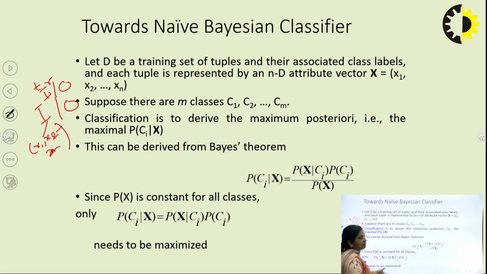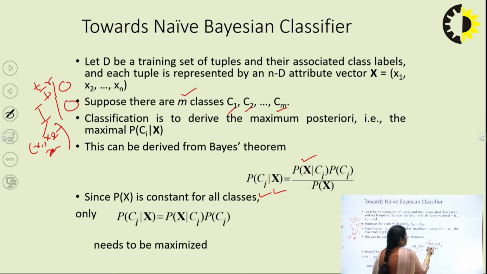And now I am considering that I have m classes. So my classes are C1, C2, up to Cm. Classification is to derive the maximum posterior, that is, the maximal probability of Ci when X is observed. So this can be derived from the Bayes theorem. What does Bayes theorem say? The probability of the ith class when X is observed is equal to the probability of the observation when the class is Ci, times the prior probability of Ci, divided by the probability of the evidence, that is P(X).